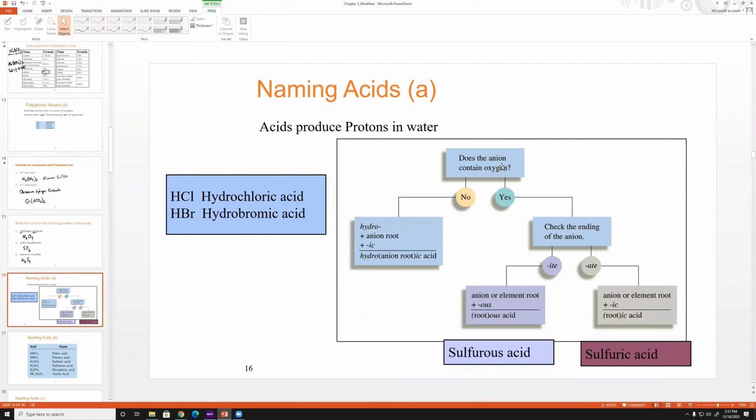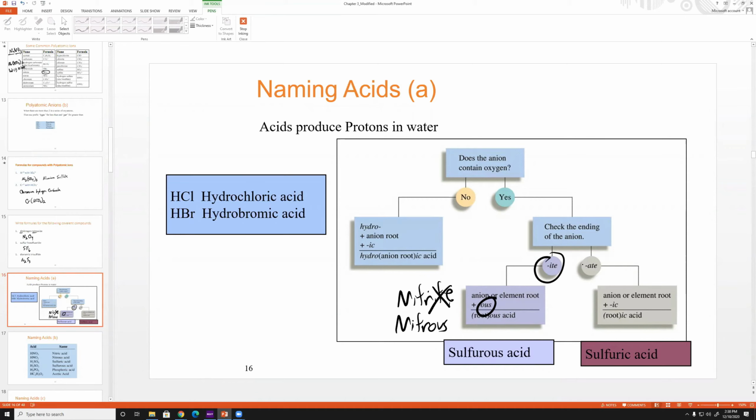If you have an anion that does contain oxygen, which a lot of them do, such as nitrate, nitrite, sulfate, sulfite, you then need to look at the ending of that polyatomic ion. Check the ending of the anion. If the polyatomic ion ends in ITE, like nitrite, for example, then you have to add the suffix OUS. So you remove the ITE and make it nitrous. ITE turns to OUS. And then you add acid at the end. So sulfite turns into sulfurous acid.